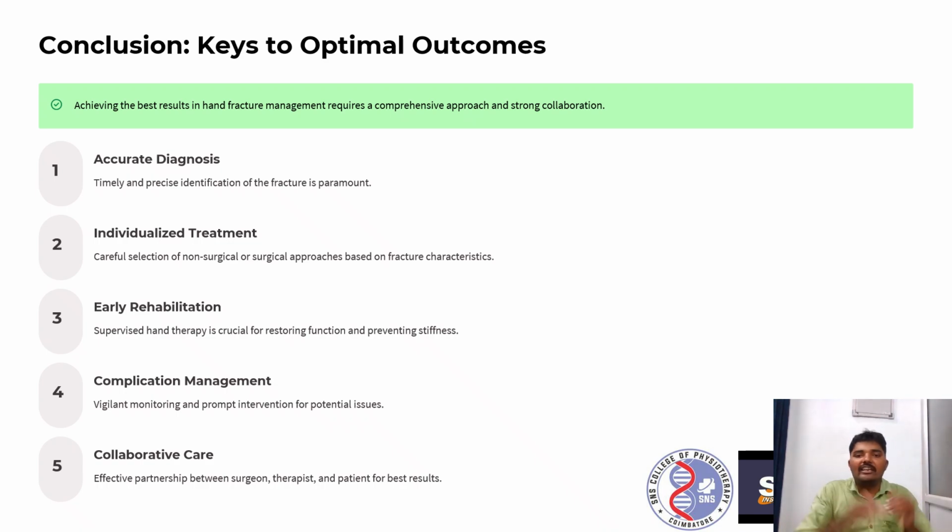Then early rehabilitation: supervised hand therapy is crucial for restoring function and preventing stiffness. Then complication management, mainly vigilant monitoring and prompt intervention for potential issues.